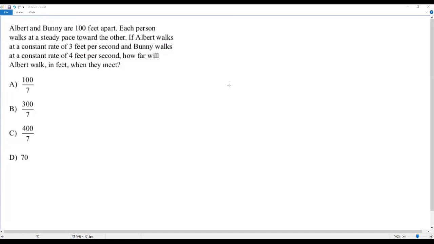Okay, let me draw a line segment which represents the distance between Albert and Bunny. Now let me say this is a portion of Albert and this is a portion of Bunny. The length of this line segment is the distance between Albert and Bunny, that is 100 feet according to the information. Now let me mark a point C between A and B. I assume this is the point where both Albert and Bunny meet each other. Both of them are walking towards each other, so they meet at the point C.